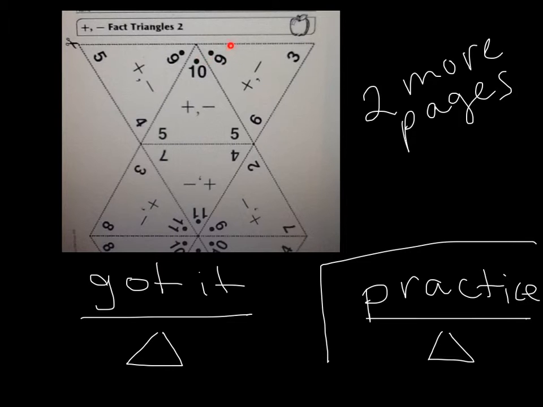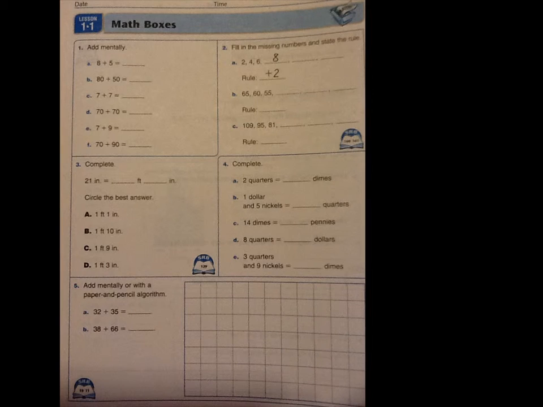What does it mean when the card has the dot by the number? Turn and talk with your partner and then discuss as a group. Finally, you should have your math boxes completed. We will begin taking a look at these during our morning meeting time.